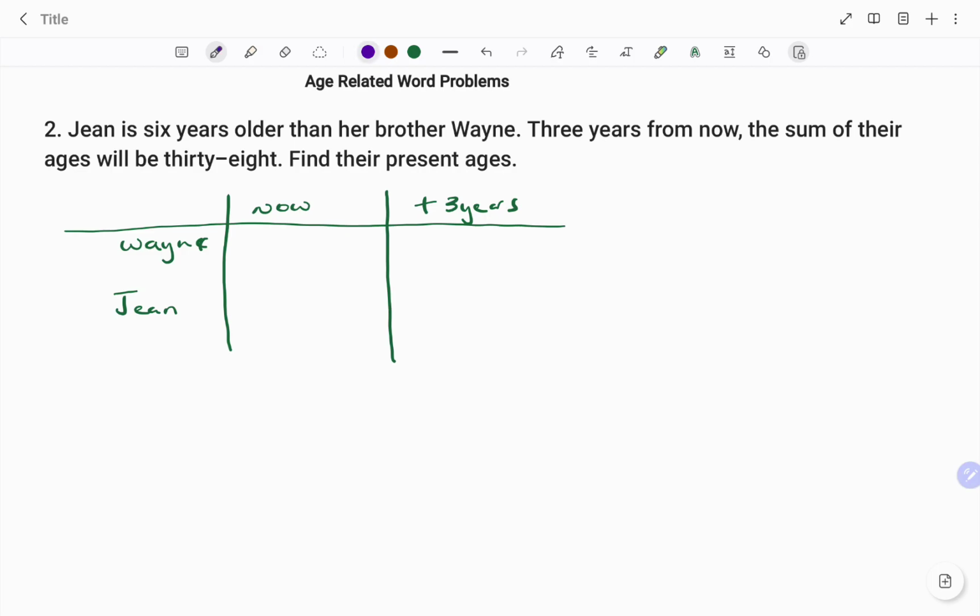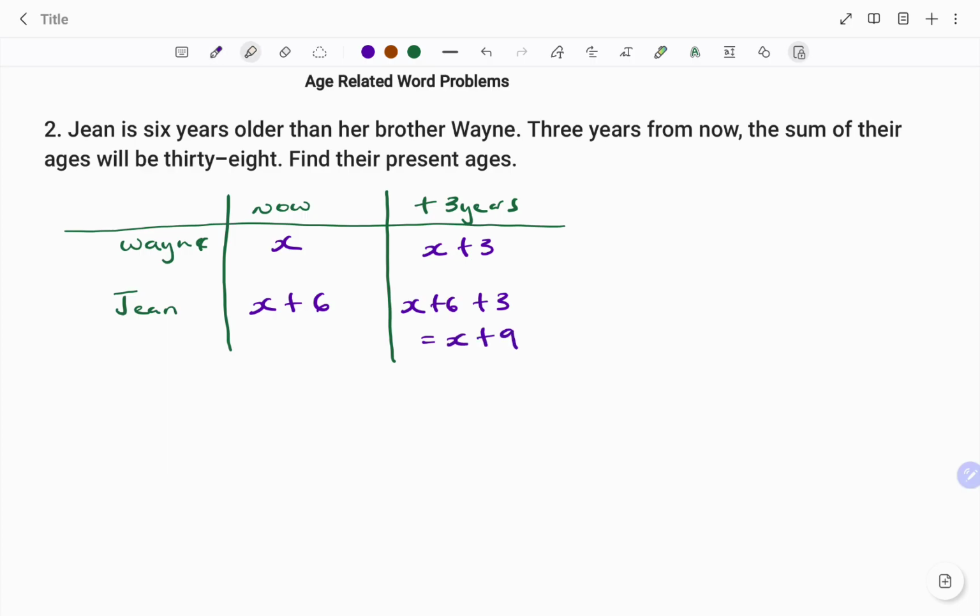Therefore, using algebra, I'm going to say Wayne is currently X years old. And from the question given, the first statement says Jean is 6 years older than her brother. So if Jean is 6 years older than her brother, that will be X plus 6. Now, before I read the next statement, I'm going to try to calculate their ages in 3 years. So I'm going to add 3 to their ages. Wayne will now be X plus 3 years. And then Jean will be X plus 6 plus 3 years. And that will be X plus 9 years.